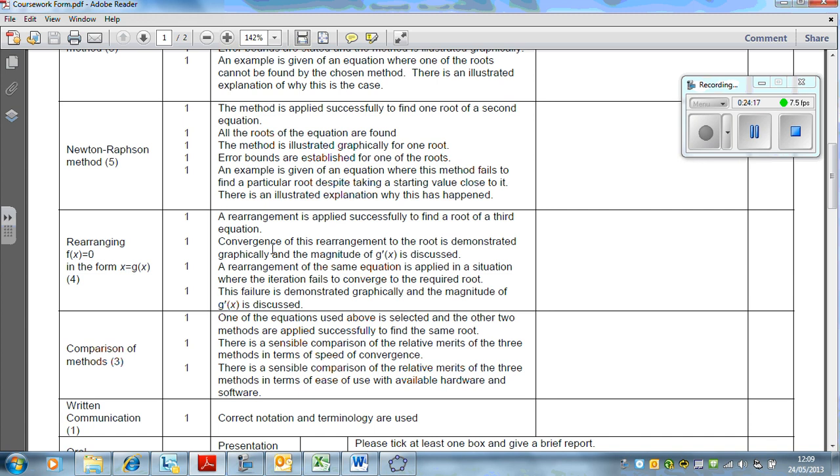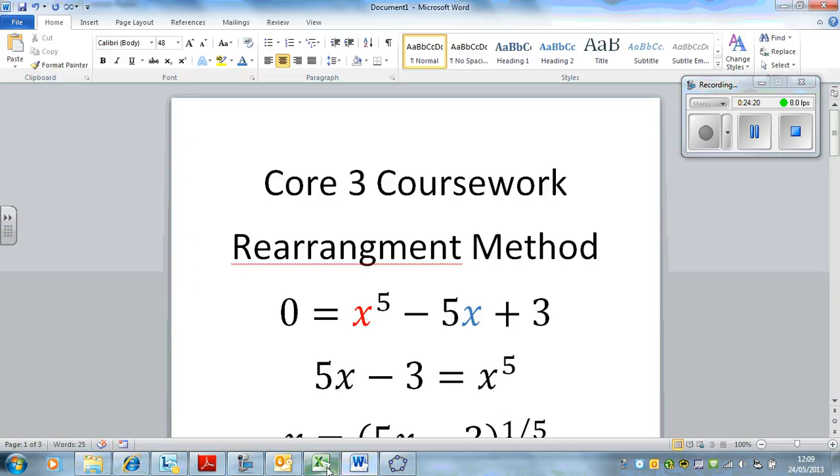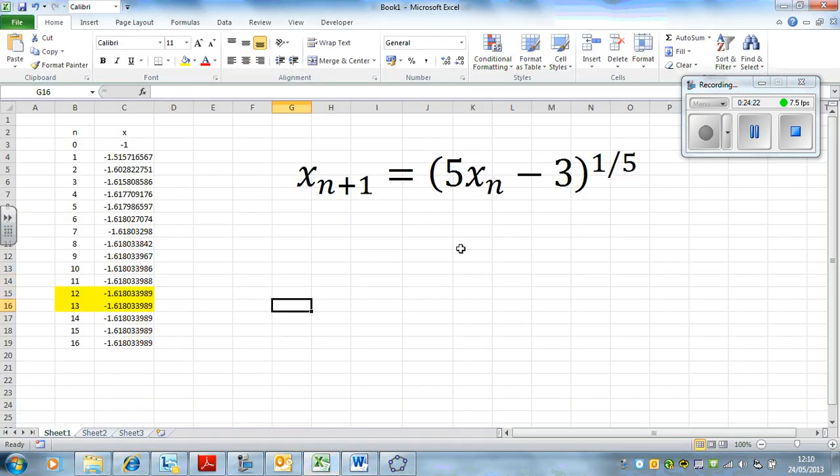Okay, so no mention of error bounds. It's always a good idea to have the error bounds, though, because what we've got here is x equal to -1.618033989. Now, we actually want it to 5 significant figures, because that is what the other ones are going to be too. So it's actually that with 5 significant figures. Bearing in mind we have to include the 1 this time. So to 5 significant figures, it is that.